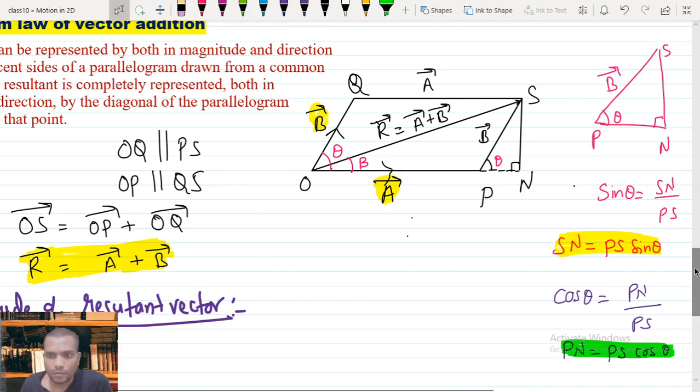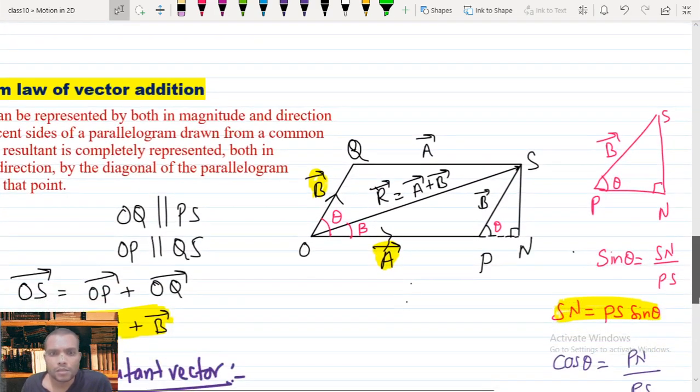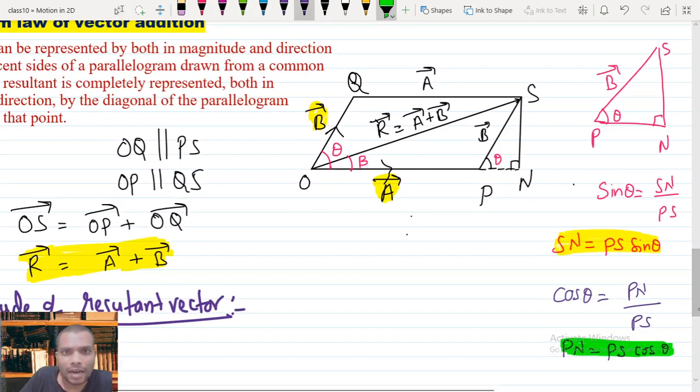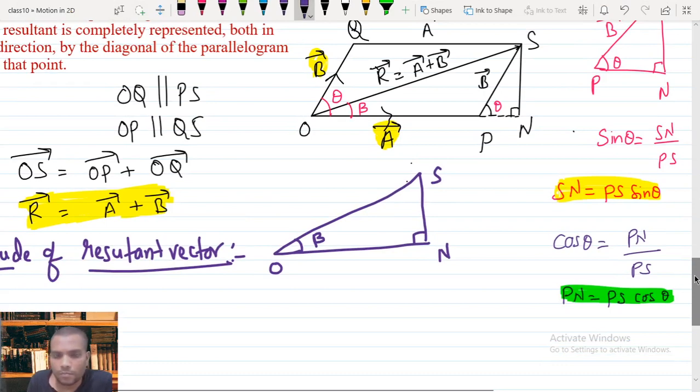Now if you take a right triangle in the given diagram, I am considering another right triangle. From the whole diagram, the angle OSN, a right triangle, and this is the angle beta. So from right triangle ONS, can we apply the Pythagoras theorem? From the Pythagoras theorem, OS square equals ON square plus SN square.